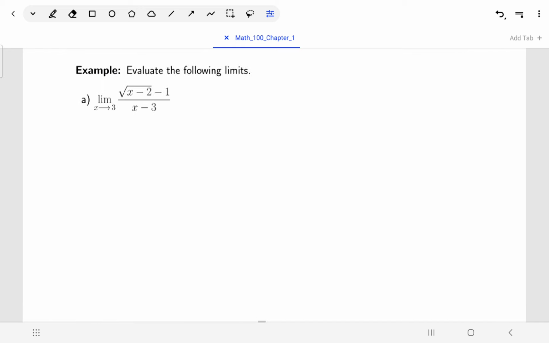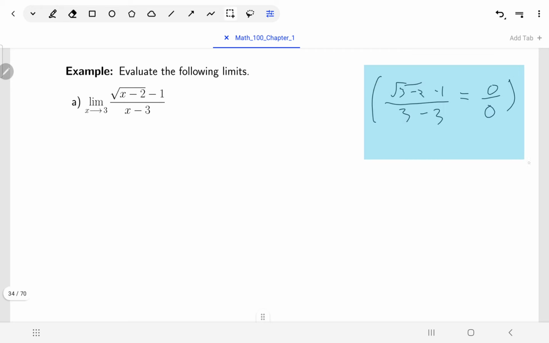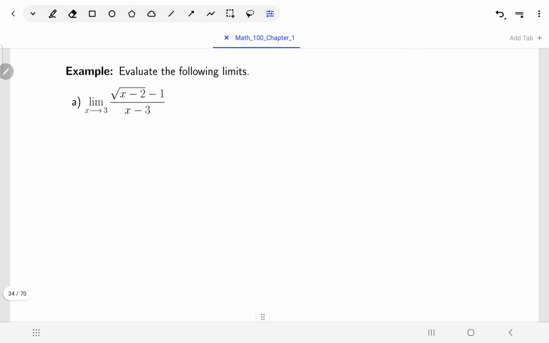So let's look at this first example. I'm looking for the limit as x goes to 3 of root of x minus 2, minus 1, all over x minus 3. And just on the side, if I were putting in 3 for x, I'd have 3 minus 2 minus 1, and I'd have 3 minus 3. The numerator would give me 1 minus 1, which would be 0, and the denominator would give me also 0. So, of course, that's not a real number. So I know that that means I need to do some sort of work to get it into a form where I can evaluate this limit.